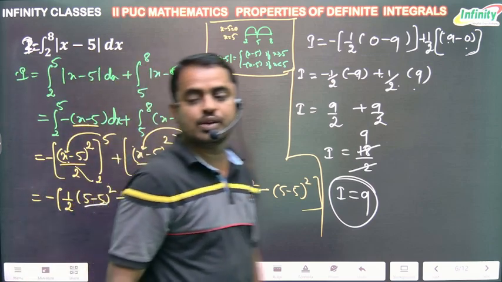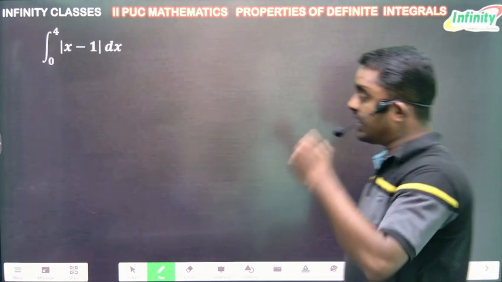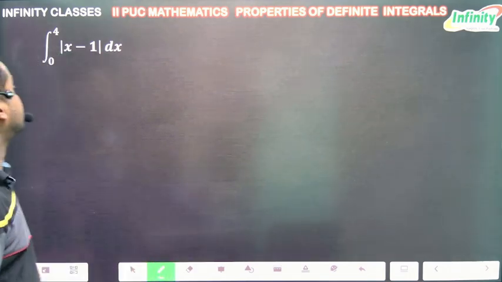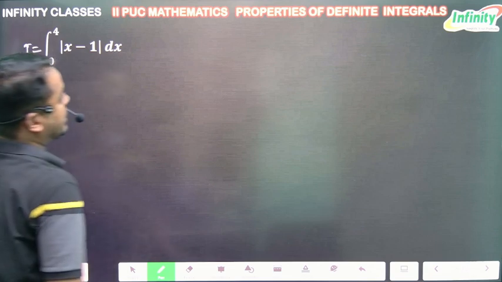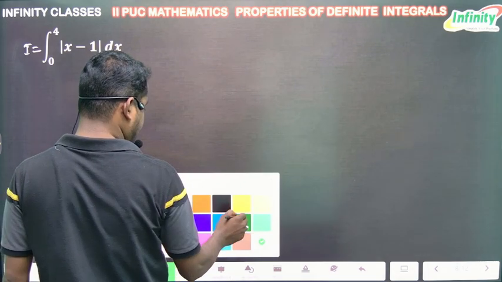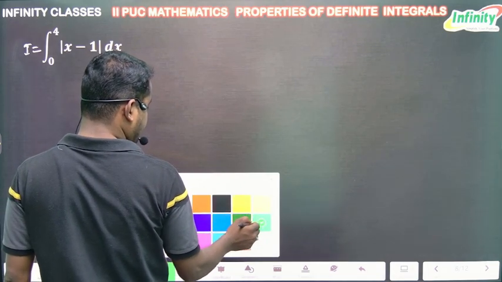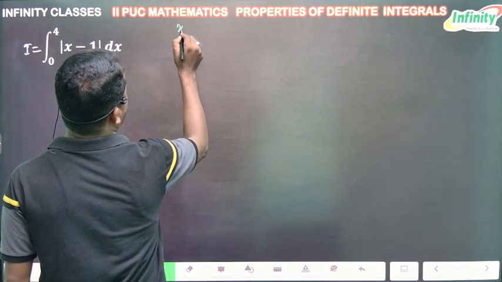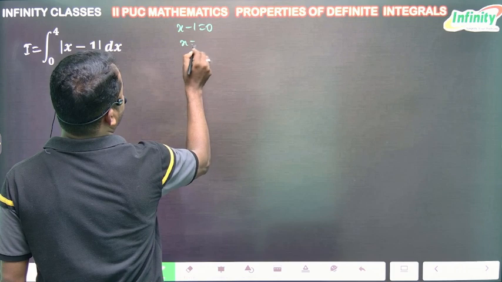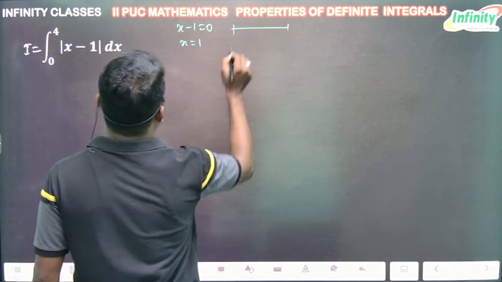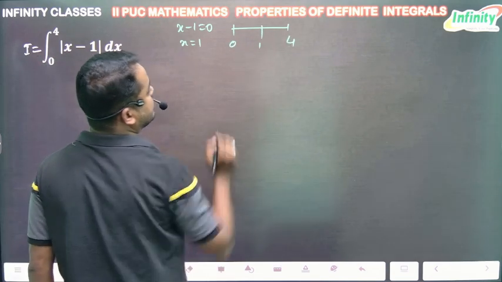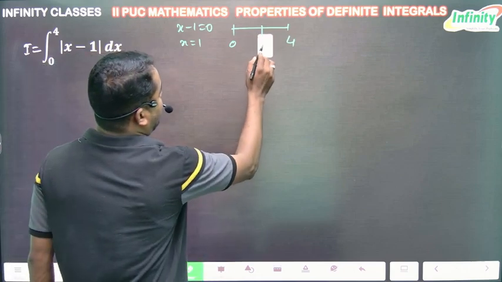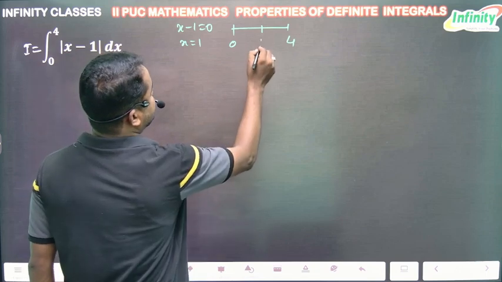So the next one, moving to the next problem: integration, I is equal to 0 to 4 mod of x minus 1 dx. So again x minus 1, here x minus 1 is equal to 0, x is equal to 1. Now applying the breaking of limit property, that is 0 to 4, and this 1 lies between 0 and 4, that is 1.